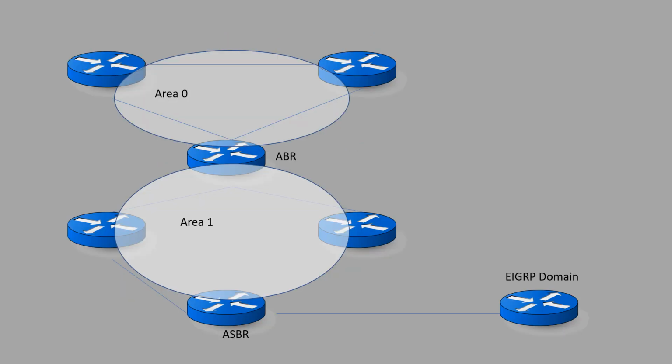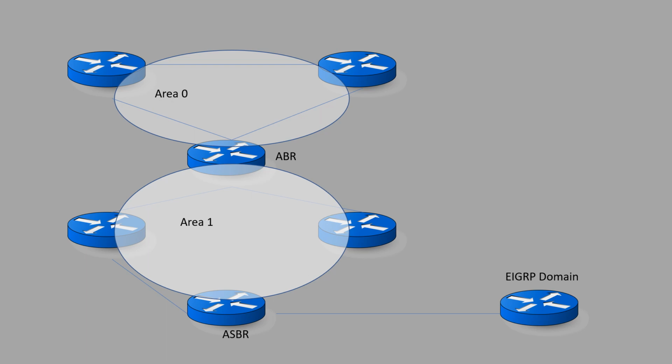Consider the following example to better understand the concept of areas. All routers pictured are running OSPF. You can see that one router is an ABR, that is area border router, because it has interfaces in two areas, namely area 0 and area 1. One router is an ASBR, that is autonomous system border router, because it connects the OSPF networks to another routing domain, an EIGRP domain in this case.